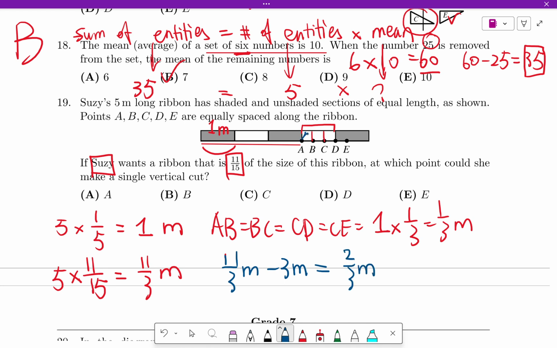Since one smaller section is 1 over 3 meters, and we want 2 over 3 meters, this is equal to 2 times 1 over 3 meters, which means we need 2 of the smaller sections. So we need AB and we need BC. So we can make a single vertical cut at point C to satisfy the desired length.